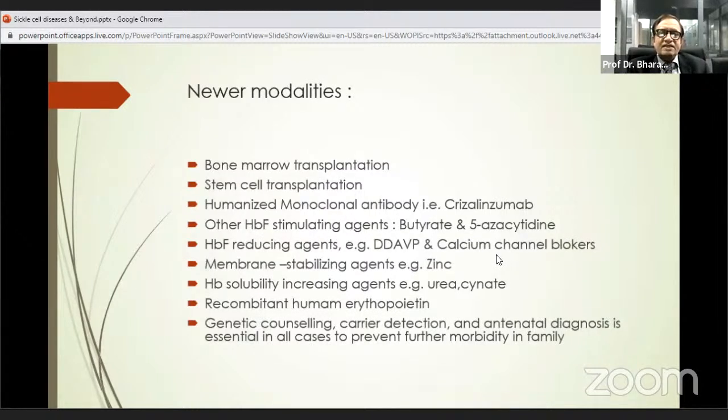Newer modalities for sickle cell disease include bone marrow transplantation, stem cell transplantation, and a humanized monoclonal antibody, crizanlizumab. Other HbF stimulating agents are butyrate and 5-azacitidine. HbS reducing agents include DDAVP and calcium channel blockers. Membrane stabilizing agents include zinc. Hemoglobin solubility increasing agents include urea and cyanide, along with recombinant human erythropoietin. Genetic counseling, carrier detection, and antenatal diagnosis are essential in all cases to prevent further morbidity in the family due to sickle cell disease.